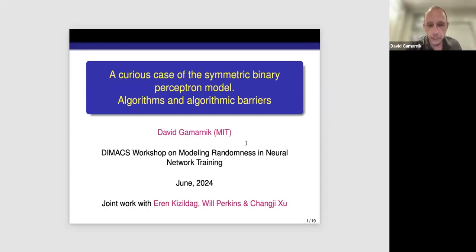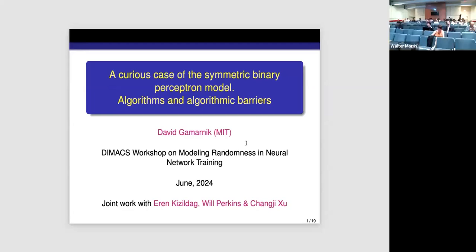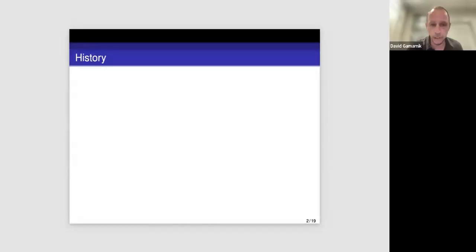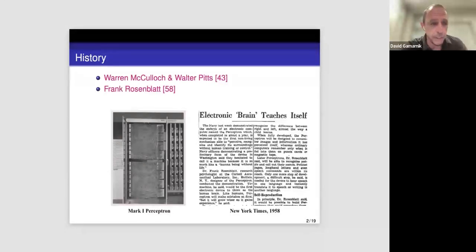It's joint work with Aaron Kieseldak, Will Perkins, and Changjik Su, and it's about the perceptron. A little bit of history. The perceptron model dates back to actually 1943, and it predates the official introduction of machine learning by about 15 years, so to speak. The term machine learning was coined around 1958, around the time when Frank Rosenblatt used a version of the perceptron in his image recognition implementation. But the perceptron itself was introduced about 15 years earlier. So it's a very old model.